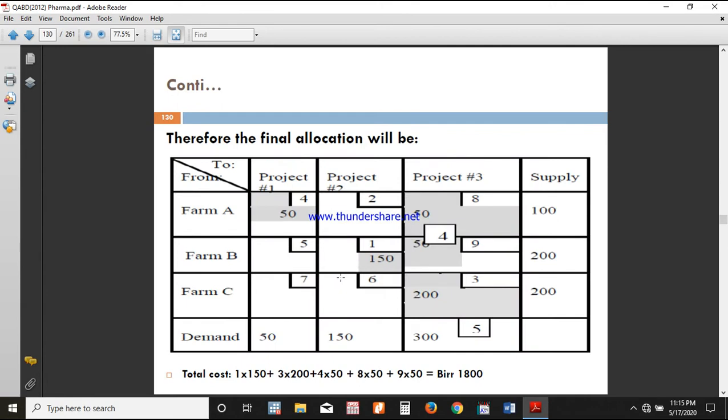Therefore, when we sum up the total cost, it becomes 1,800. Therefore, this is the least cost compared with the northwest corner, but it is similar to the intuitive approach.